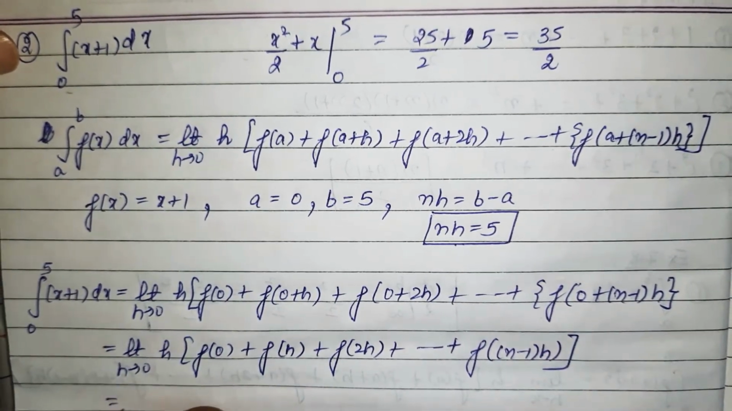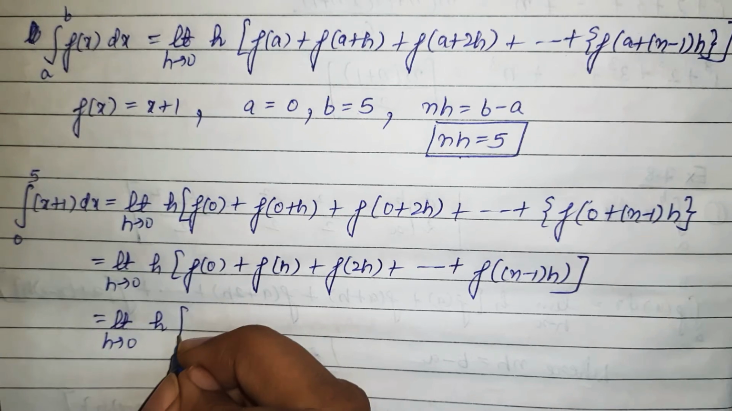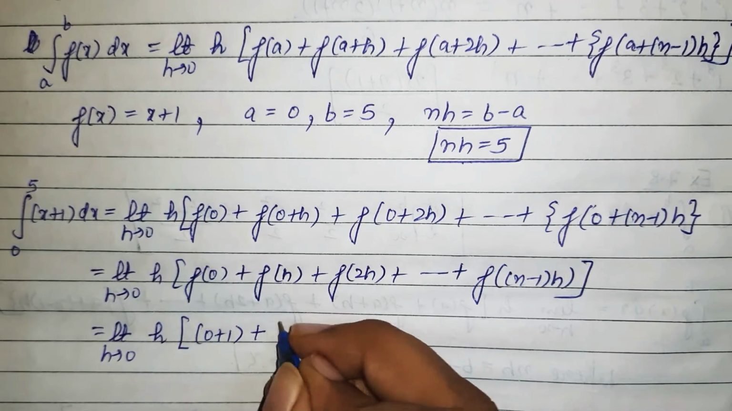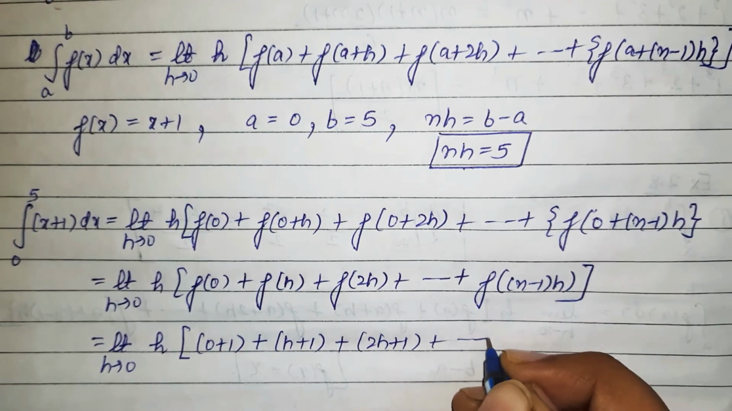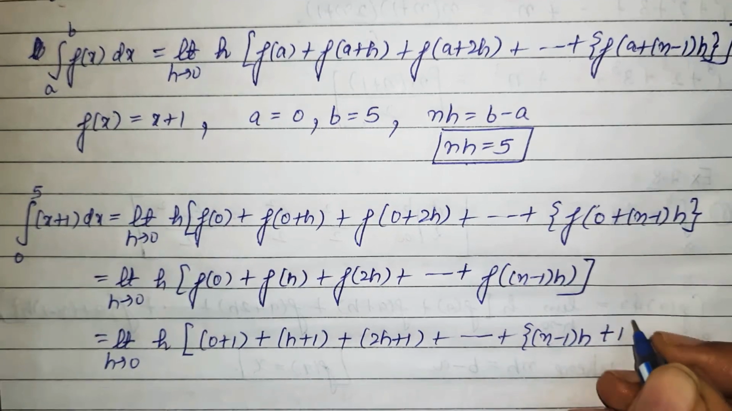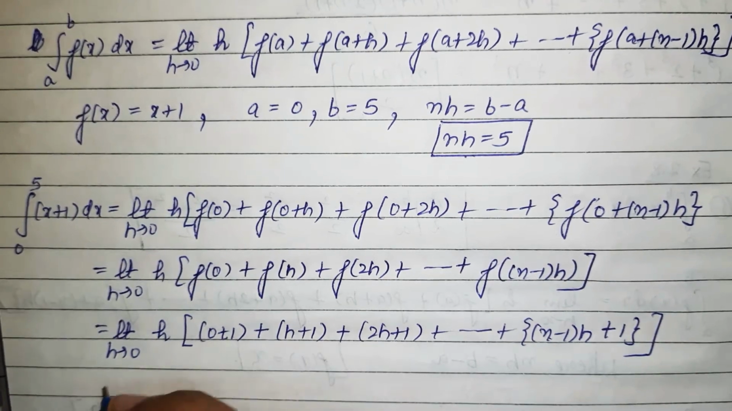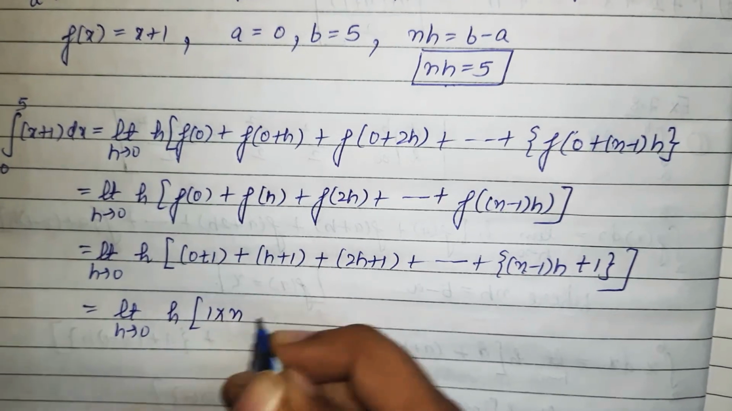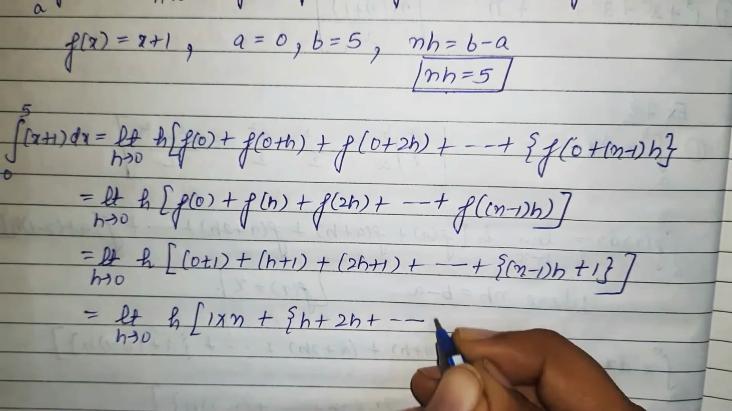Now see, f of x is what? f of x is x plus 1. If f of x is x plus 1, f of 0 is 0 plus 1, and this is f of h plus 1, this is 2h plus 1 as function, and this is n minus 1h plus 1. Now n how many times? n minus 1 plus 1 extra, so that means n times. So 1 into n, how many h I am having extra? h, 2h, so I am taking h terms together.